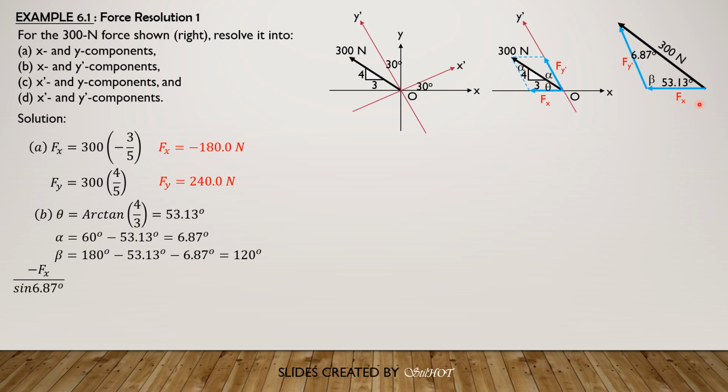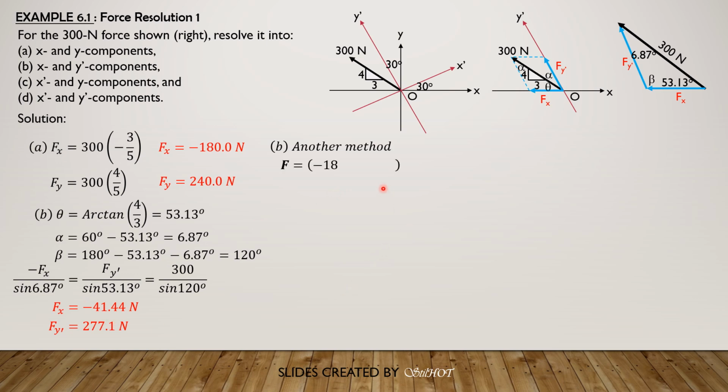So Fx is expected negative, so negative Fx over sine of 6.87 equals Fy prime over sine 53.13 equals 300 over sine of beta, which is 120 degrees. Solving for Fx, it is negative 41.44 newtons. Fy prime equals 277.1 newtons. So another method of solving Fx and Fy prime, we call this component method.